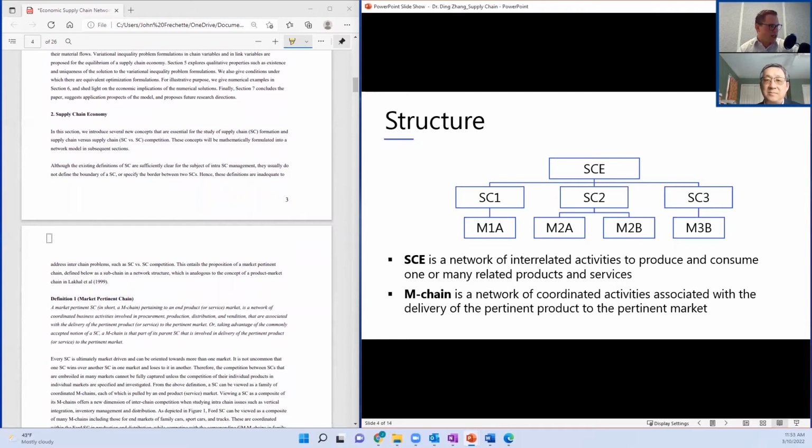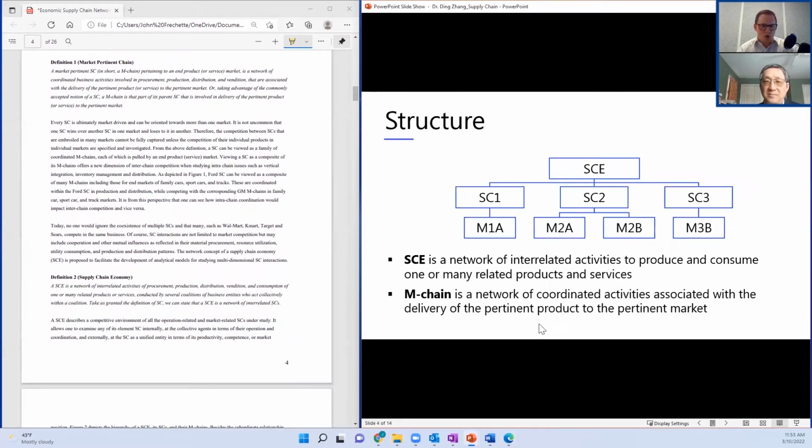of the model. And so in this case, we can see that, very quickly, a supply chain economy is a network of interrelated supply chains that are involved in producing multiple related products, in delivering those products to multiple different end markets. So the model captures both intra-chain coordination and interchain coordination.